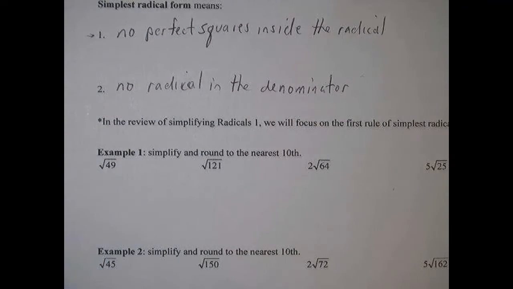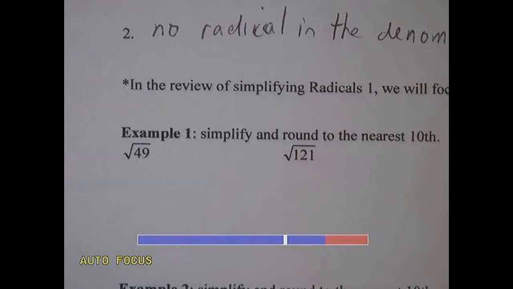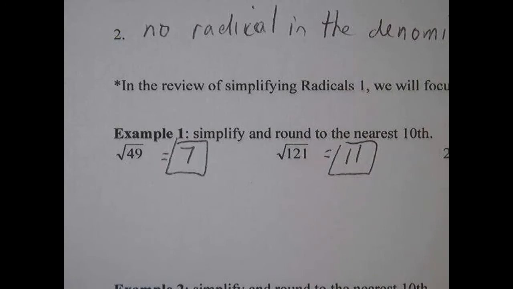All right, so we could just write these. I'm going to pause it and you can write these in. Square root of 49, 121, and then those two. Okay, let me zoom. We'll do two at a time. All right, so I'll write these two in. There you go for the first two.